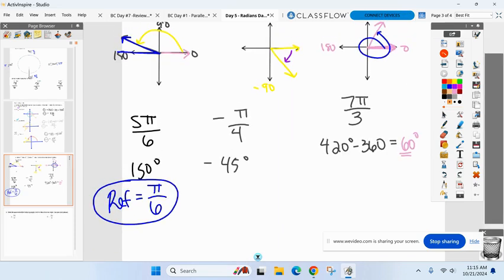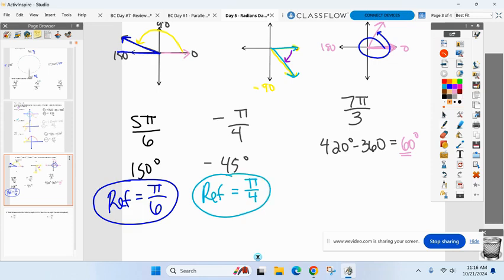Everyone ready for this one? For the negative 45. What's your reference angle here? 45. Right. Is your reference angle 45 or negative 45? 45. Why do you say 45? We don't do negative. Reference angles can never be negative. Yep, so it's 45, but in radians, what would it be? Pi over 4. Anybody notice a trend here?